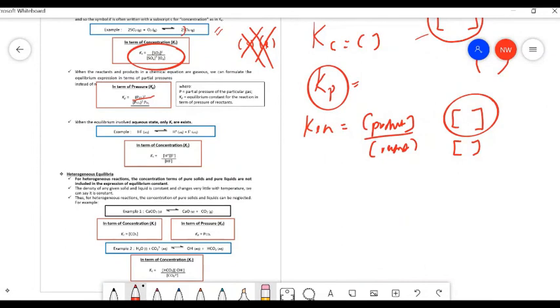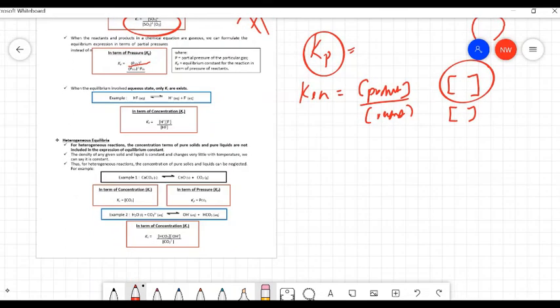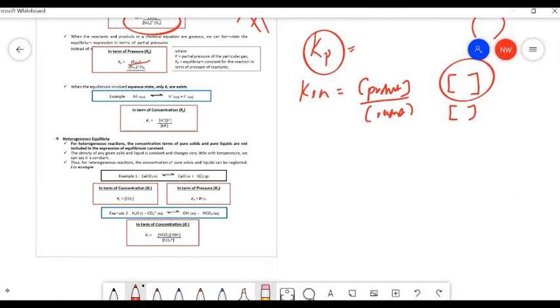So ini tadi untuk homogeneous. Macam mana pula dengan heterogeneous? Kalau heterogeneous equilibrium, for heterogeneous reaction, the concentration in terms of pure solid and pure liquids are not included. Remember yang ini sangat penting, kena ingat. Phase solid dan liquid kita takkan ambil dalam expression of equilibrium constant. The density of any given solid and liquid is constant and change very little with temperature. We can say it a constant.